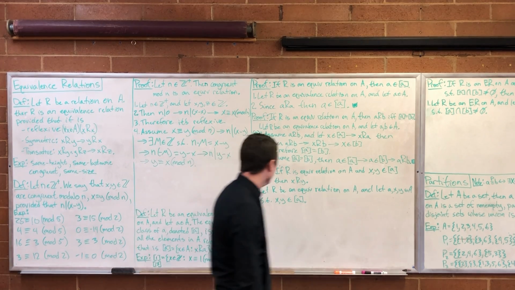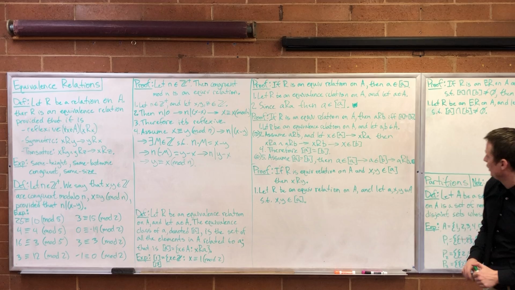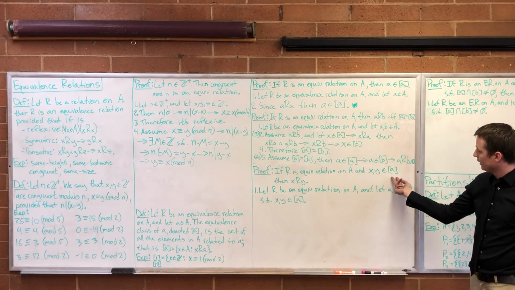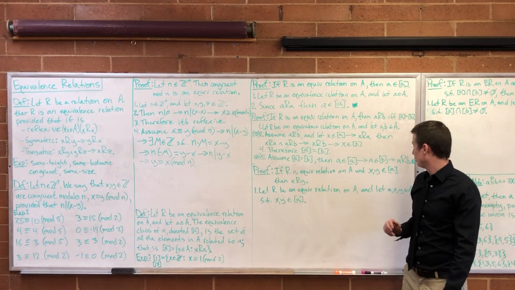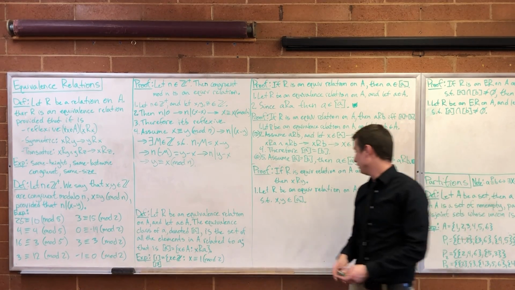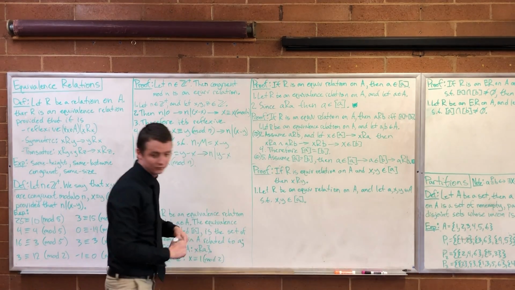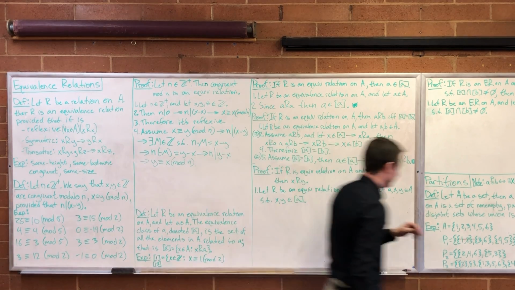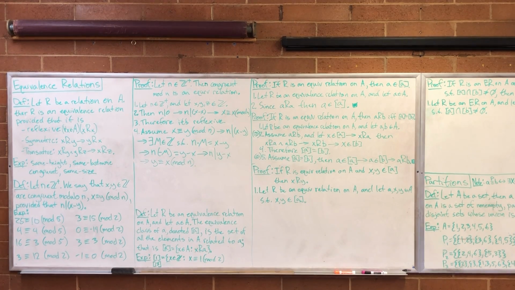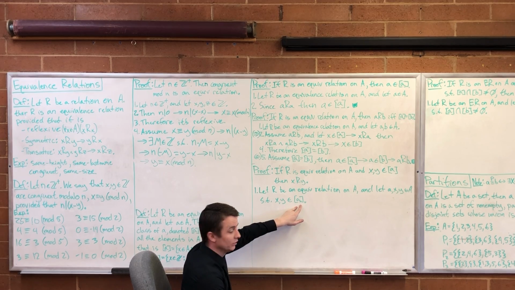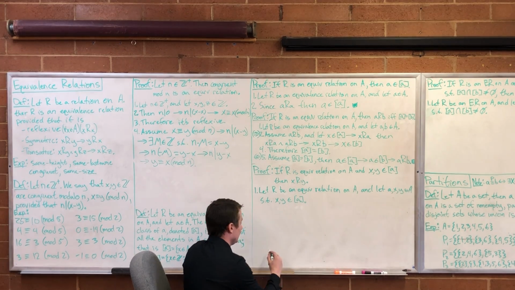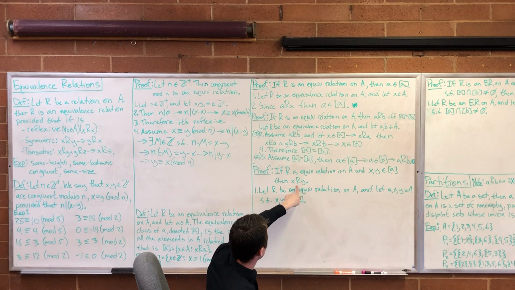Let's see what we're proving now. If R is an equivalence relation on A, and X and Y are in the same equivalence class, then X is related to Y. Well, that's almost stupid easy, right? Let's see if you guys can just tell me. So we know that X and Y are in this equivalence class, right? We're trying to get to what? We're trying to get X related to Y.